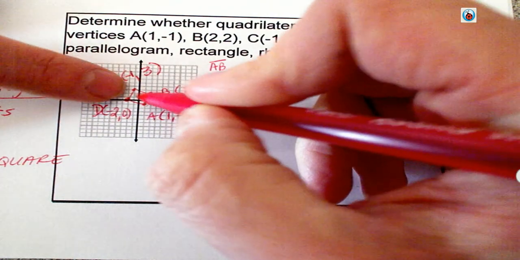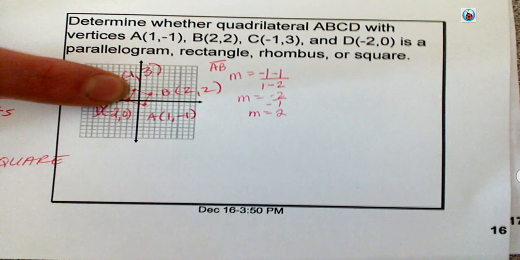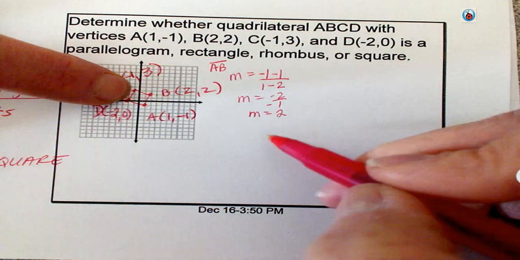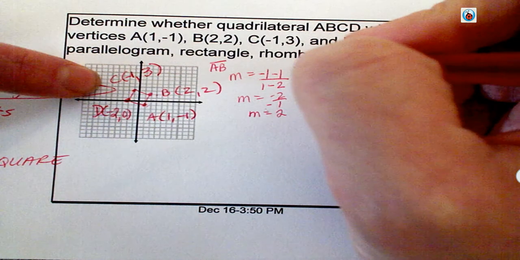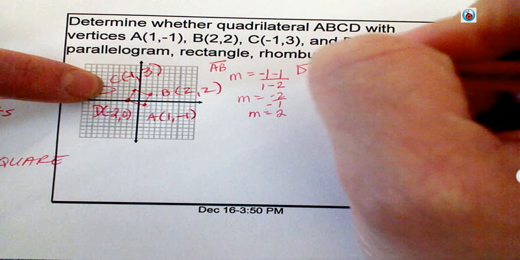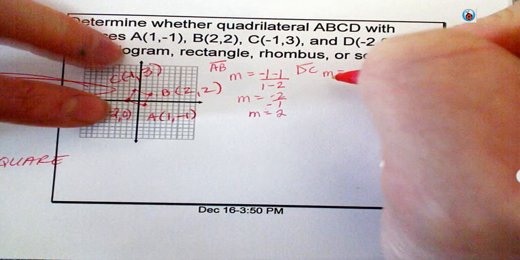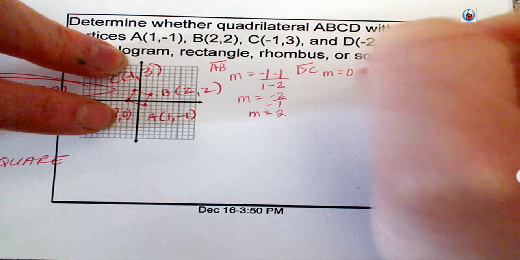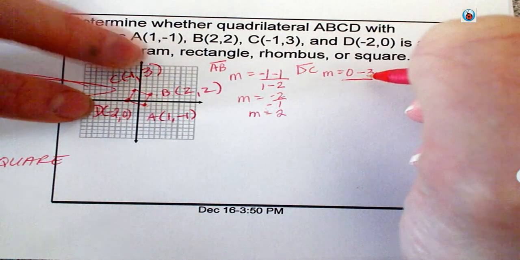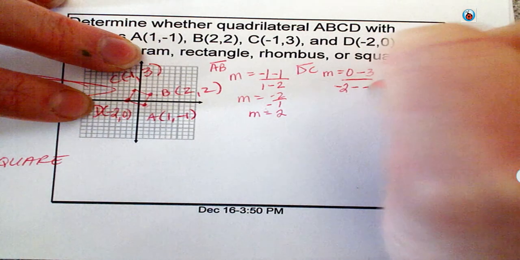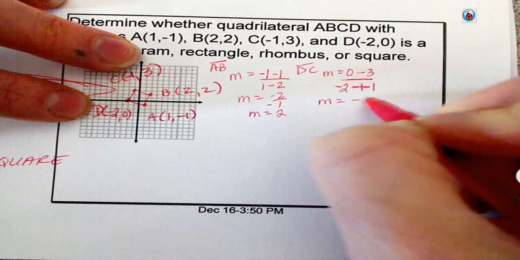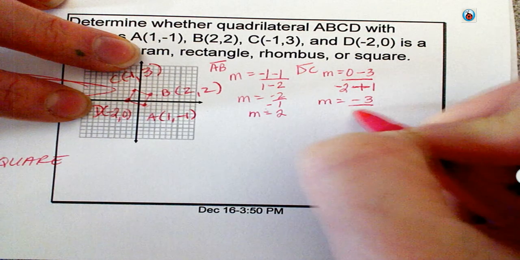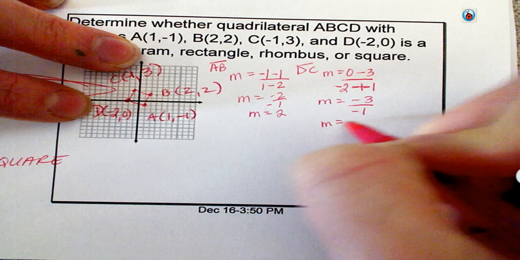I'm going to immediately go to the opposite side from that, because if this opposite side is not parallel to this, then I can rule out parallelogram or rule out all of them. So this opposite side DC, I want that slope, rise over run, so the change in y, I have 0 minus 3 over my change in x. I have -2 minus -1. Be very careful there because that's really a positive. So -3 over -1 gives me a slope of 3.